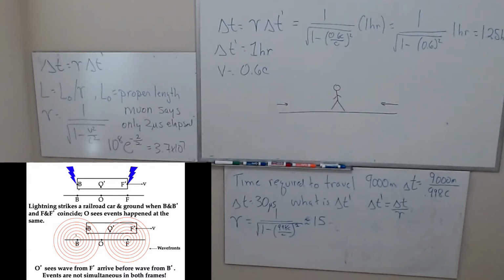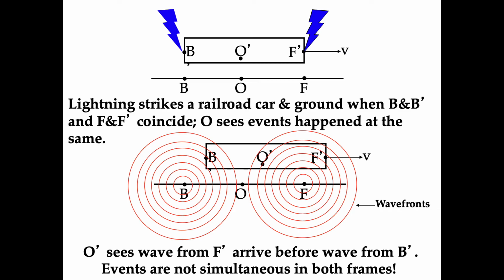Imagine the following. And this is something Einstein thought of. Imagine there's a platform. In that figure, the platform is denoted by B, O, and F. O is an observer in between B and F. And a railroad car goes by you. Let's pretend you're at point O.